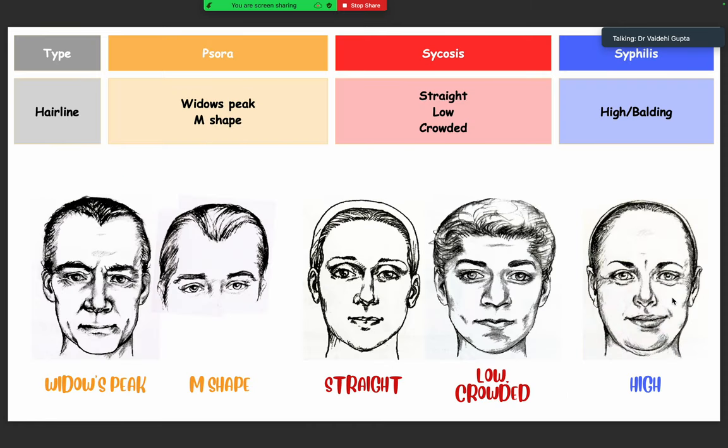So comparing all three miasms, in Psora, it is widow's peak and M shape, which are written in yellow. Widow's peak and M shape are both written in yellow because yellow is the color code representing Psora miasm. In Sycosis, it may be straight, low or crowded, or two or three of them. Straight, low and crowded are written in red because it signifies Sycosis. The third one is syphilis, which represents high and balding. High is written in blue because it signifies syphilis. This is a comparison of the hairline between Psora, Sycosis and syphilis.